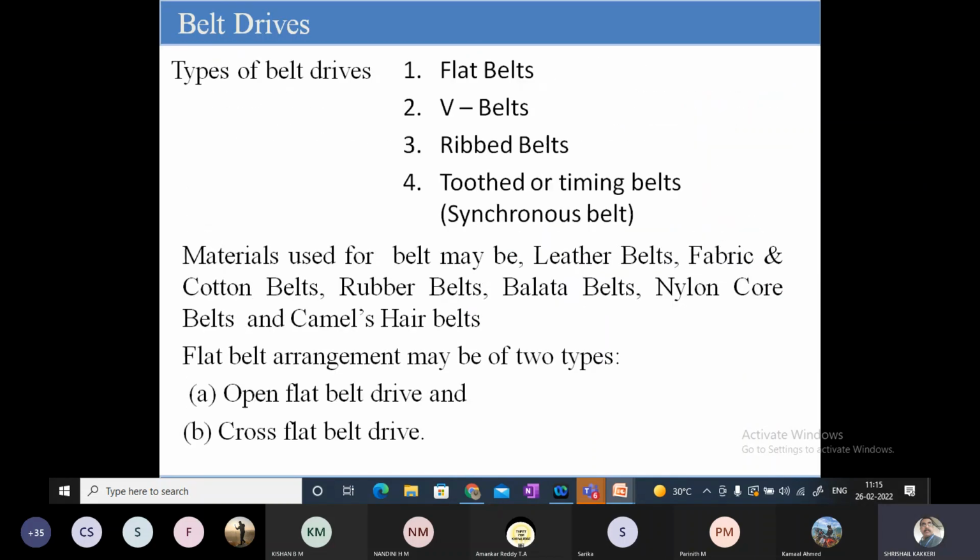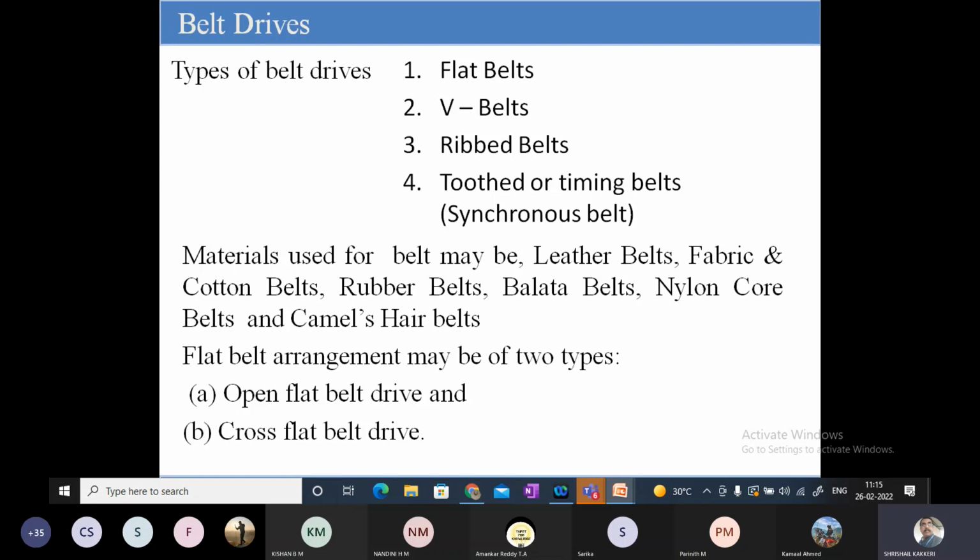Now, let me have the types of belts. As I told you just now, the flat belt drive, the rectangular shape cross section belt will be there, and the V belt drive, the pulley will be having the V grooves, of course the trapezoidal V grooves, and the ribbed belts, and the synchronous or the timing belts or the toothed belts.